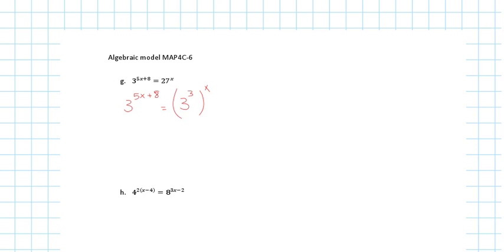How can I simplify that with the exponent laws? Power to the power. Add it? Times it, my bad, multiply. So I have to multiply this, right? That's right. So I have 3 to the power of 3x. Now, if you look at this, I have the same base. Now I can drop the base and keep my exponents equal to each other. So 5x plus 8 equals 3x.